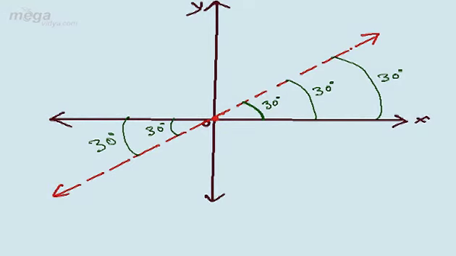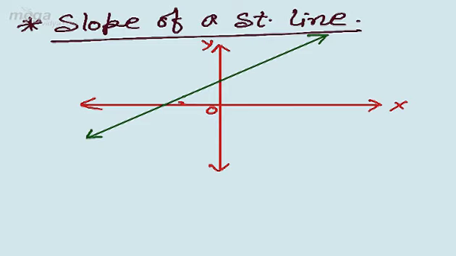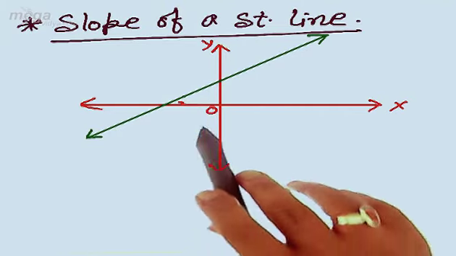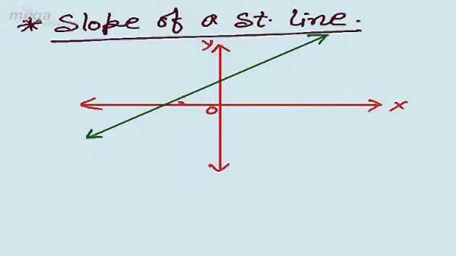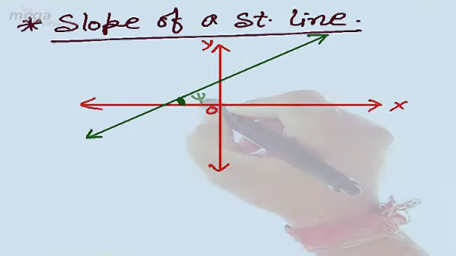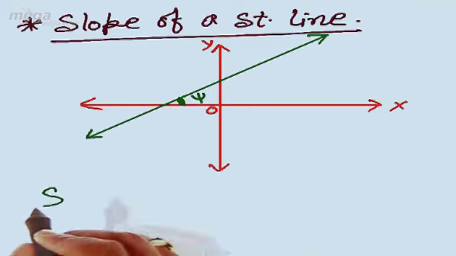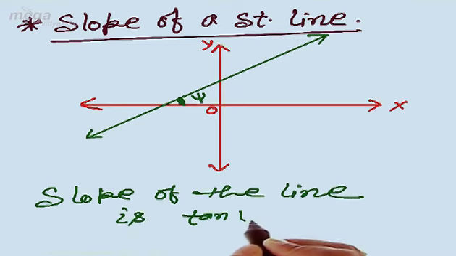Now when the line is moving at a particular angle, when the line is making an angle theta, alpha, beta, gamma with the positive direction of the x-axis, what will it represent? So see student, the slope of a straight line. When there is an x-axis, y-axis, and this is the line which subtends an angle psi, then the slope of the line is tan psi. Slope of the line is tan psi.